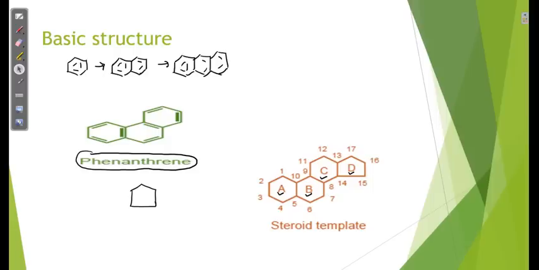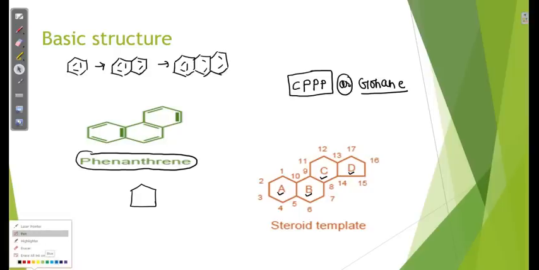Ring D is a cyclopentano ring, and rings A, B, C are a saturated phenanthrene ring. So it is the short form of cyclopentanoperhydrophenanthrene. This is also known as CPP, or basically we can say it is a Gonane derivative. To give the numbers, we always try to do it in a very systematic way.